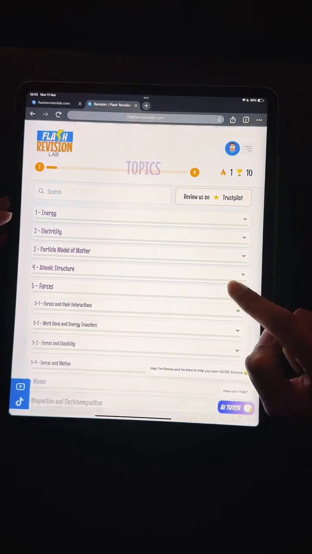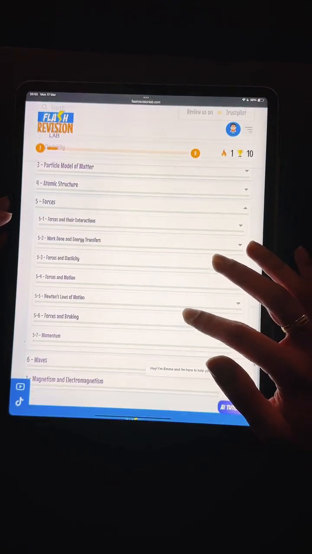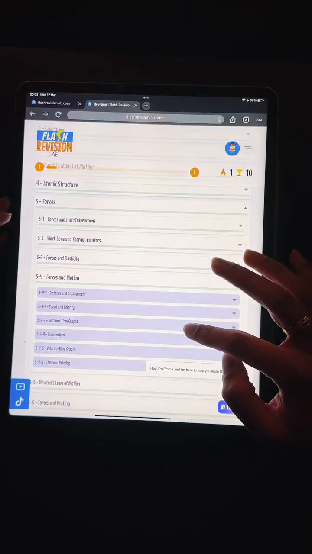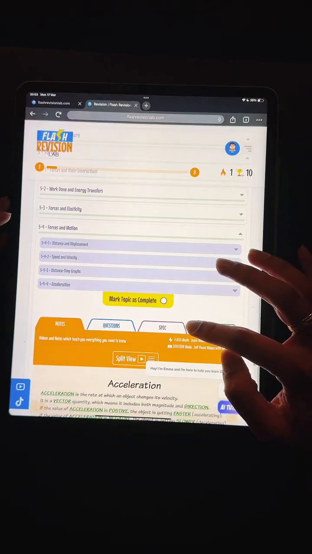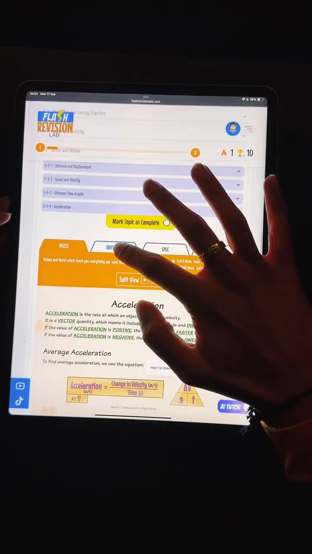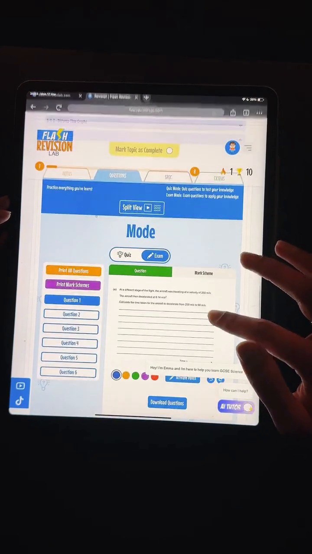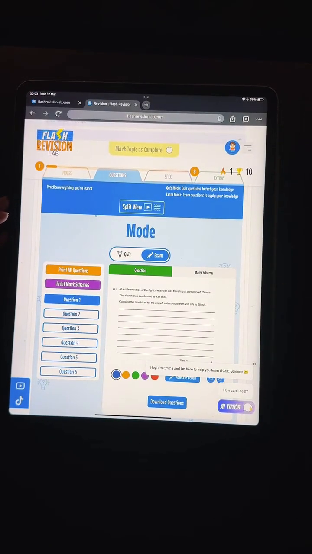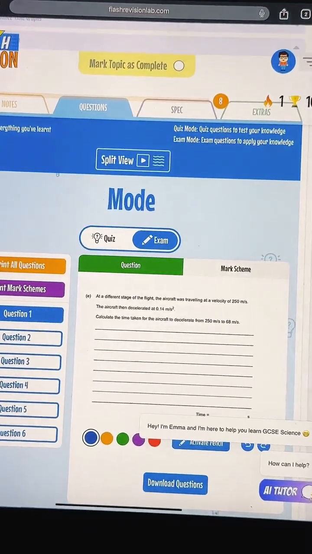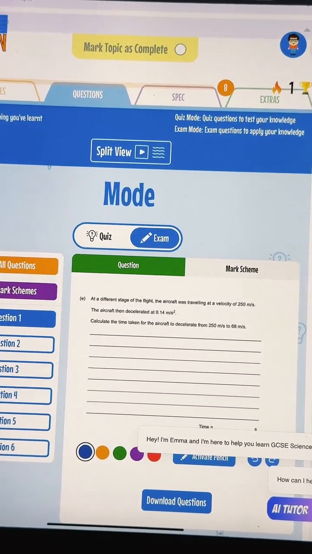Okay, so we'll make a start. I'm going to pick, as I mentioned, forces of motion. Let's go with acceleration. So see here we have a question. I will zoom in on this a bit just so you can see. Okay, hopefully you can see that fine.